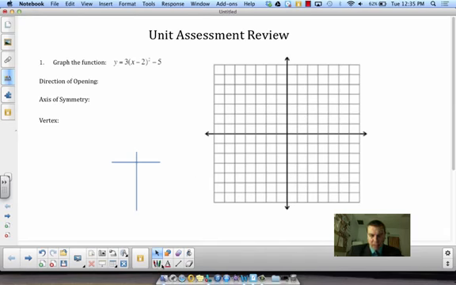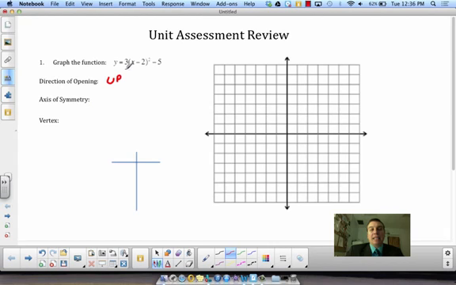Okay, so I got to find a pen down here. Let's go with red. Okay, so first thing, let's take a look at the direction of opening. Is this thing going to open up, down, left, or right? Since it's a y equals, it's going to be either up or down. Since the leading coefficient, a, or basically this number here, 3, is positive, then this is going to open up.